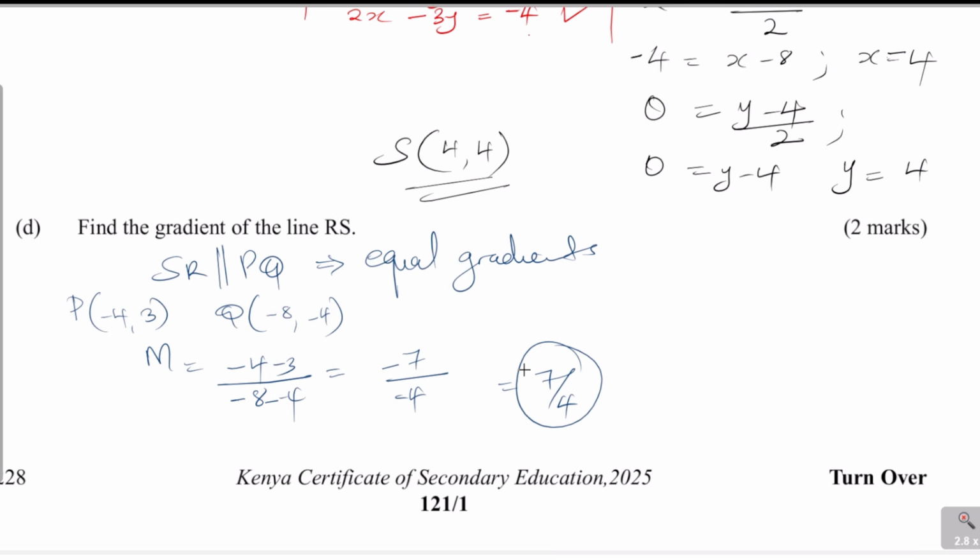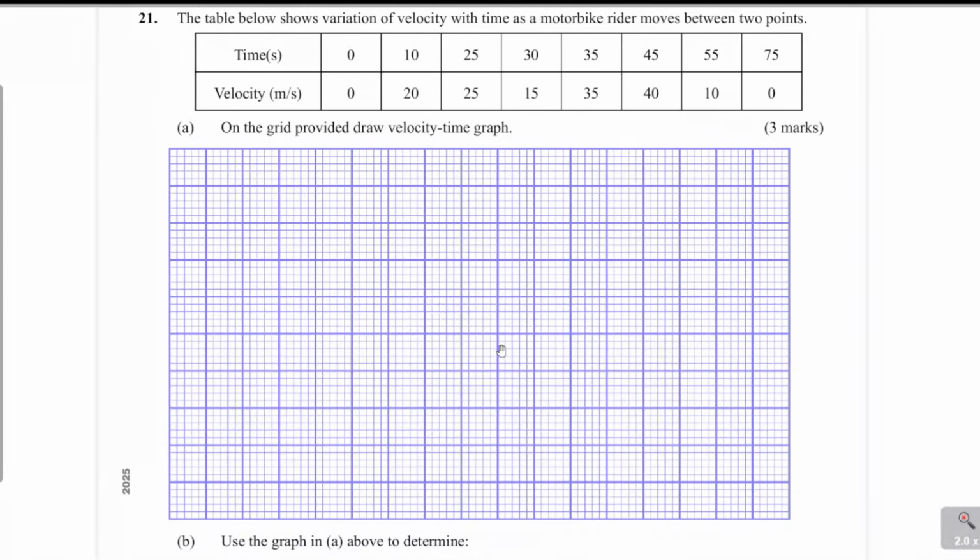So we go to question 21. The table below shows variations of velocity with time as a motorbike rider moves between 2 points. There is time given from 0 to 75 seconds, then the velocity in meters per second. Part A of the question: on the grid provided, draw the velocity time graph. So on the y-axis you plot velocity, and on the x-axis you plot time.